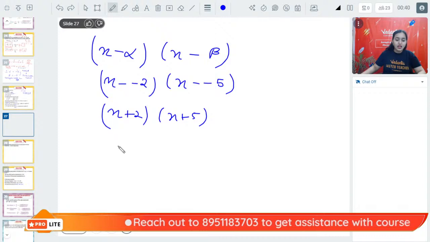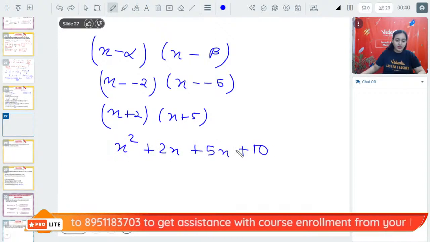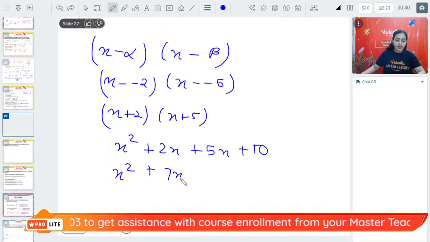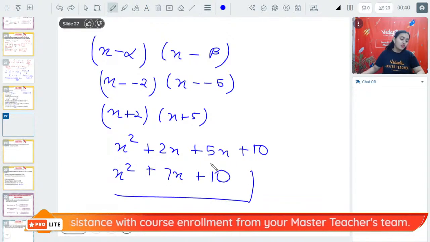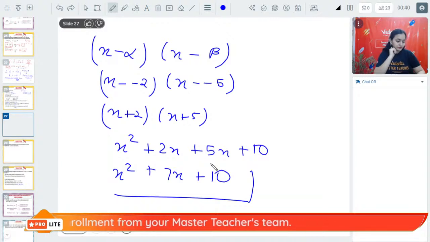So what will it be? x square plus 2x plus 5x plus 10. So x square plus 7x plus 10. Like this also you can find the polynomial. Okay, Harshit.